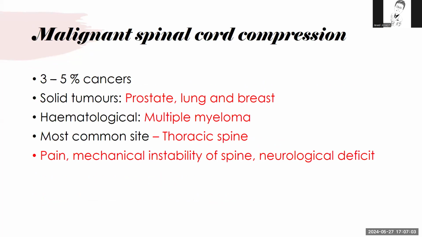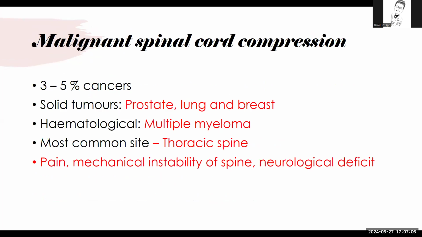The first thing we'll deal with would be malignant spinal cord compression. Malignant spinal cord compression is one of the most common palliative care emergencies that we come across in the OPD. It occurs in 3 to 5% of cancers. The most common solid tumors that produce it would be prostate, lung, and breast. Hematological malignancies like multiple myeloma, which primarily affects the plasma cells and thereby the bones, can also cause malignant spinal cord compression. The most common site would be the thoracic spine. It can present with pain, mechanical instability of the spine, and neurological deficit. These all can be the presenting symptoms or issues related to malignant spinal cord compression. Next slide, please.